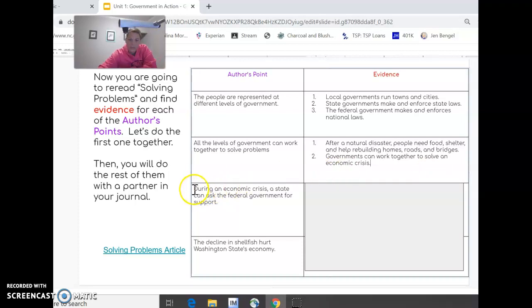So what you guys are going to do is you're going to look for these last 2 points on your own. My kids, I want you to find these statements in your text. And then in the box over here, I'm going to share this with you. You'll have it attached to this video. You're going to fill in the evidence from the text. During an economic crisis, a state can ask the federal government for support. And the decline in shellfish hurt Washington State's economy. When you find these 2 sentences, you're going to look for the evidence where they give you the proof that this is a true statement. And you're going to type it in the boxes over here to the right.